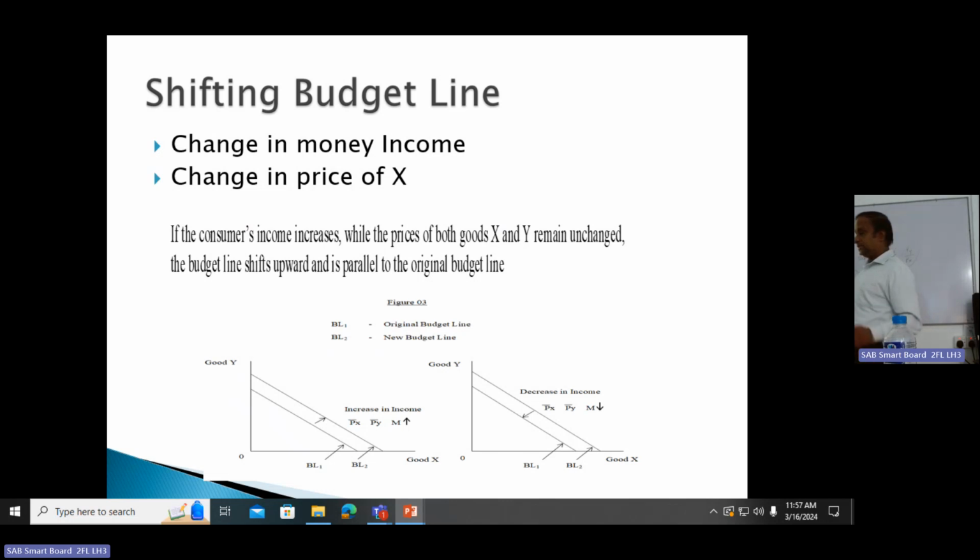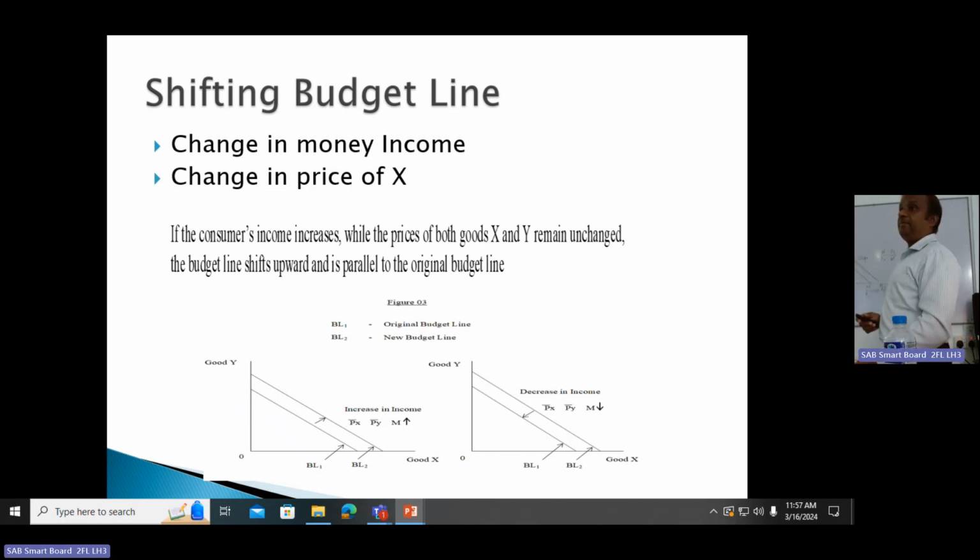If the money income increases from M0 to M1, this curve shifts to the right, because M1 over Px and M1 over Py give the new budget line. Our purchasing power increases, so the budget line shifts to the right if money income increases from M0 to M1. That is a shifting factor, right. So one is the change in money income.